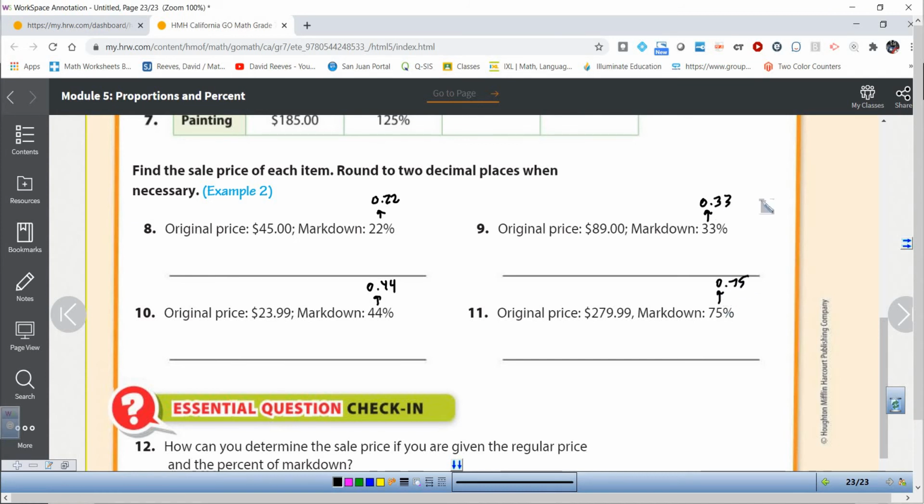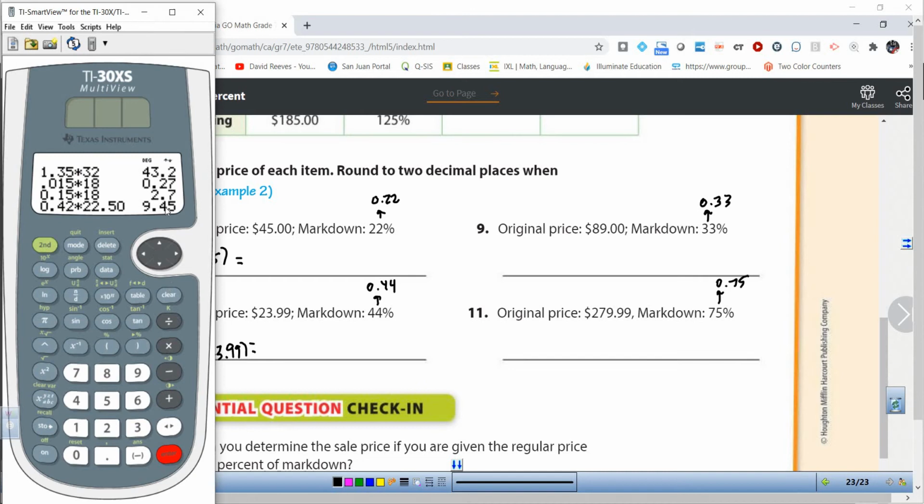I think we did those two in the previous table. So we're always going to do that. Then we're going to multiply that decimal times the original amount. And that in this case is going to give us the markdown, right? We're going to multiply our decimal representation of our percent times the original amount. And we would do the same thing on those. And then at this point, you can go ahead and go to your handy dandy calculator.